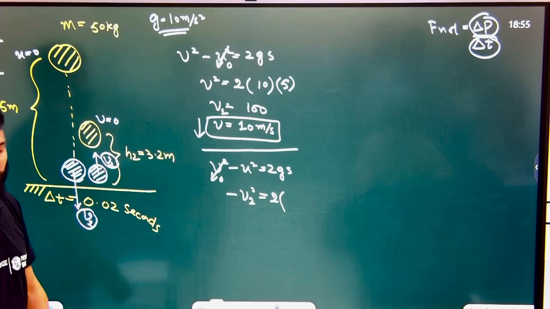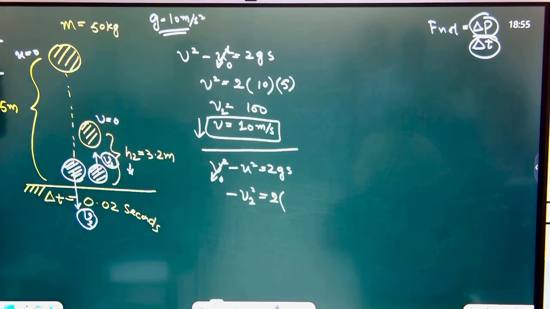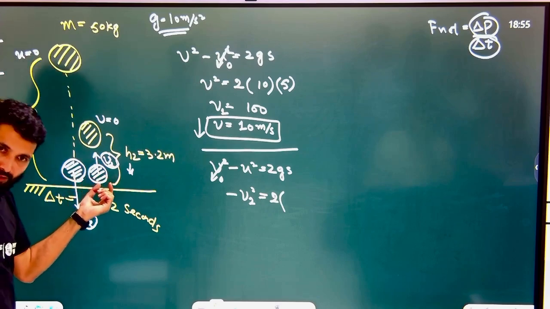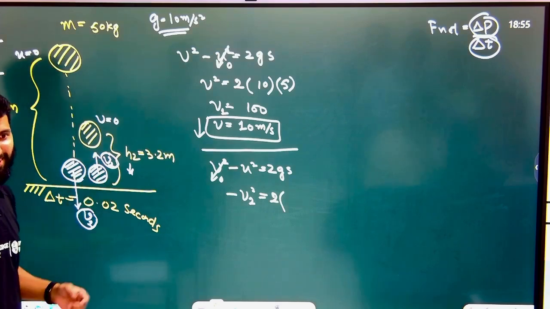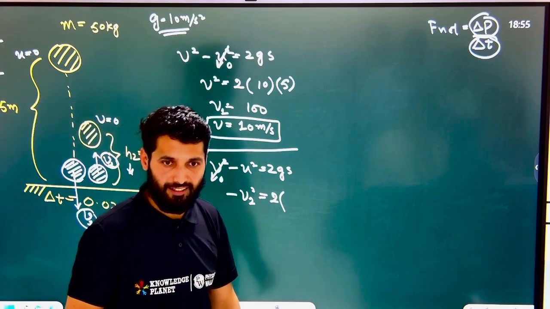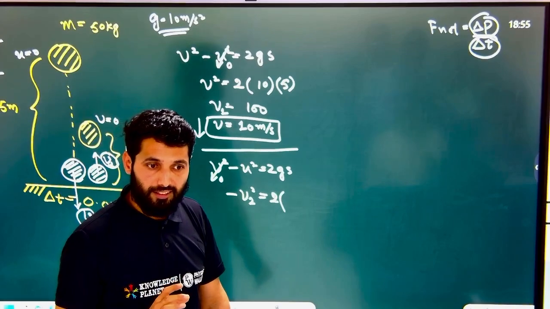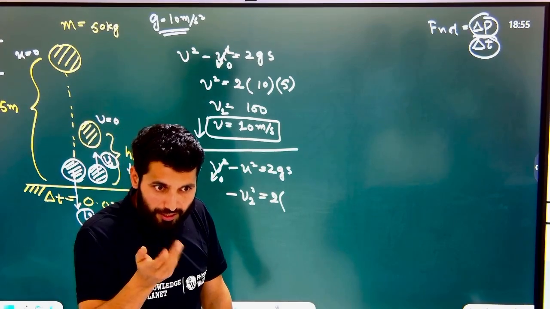Upwards is negative. We are going upwards, but g is continuously acting downwards. Acceleration due to gravity is downwards, even though the ball is moving upwards. The force of gravity keeps acting downwards, and when the ball is thrown up, it reduces the velocity.